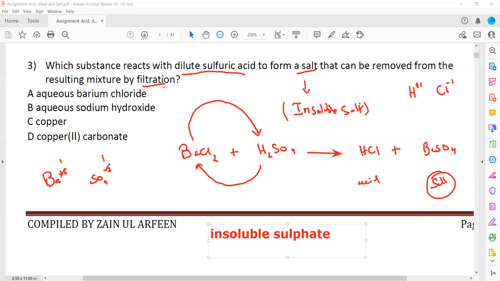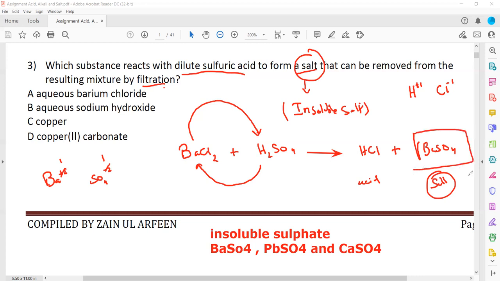The three insoluble sulfates are barium sulfate, lead sulfate, and calcium sulfate. So these are the three insoluble sulfate salts which do not dissolve. In the question, they mention which substance reacts with sulfuric acid to form a salt, and that salt must be removed by filtration, because by filtration we can remove an insoluble salt. So when we mix barium chloride with sulfuric acid, it will form barium sulfate, and as we know barium sulfate is insoluble. That's why A is the right answer.